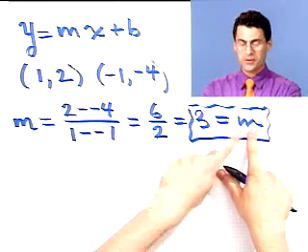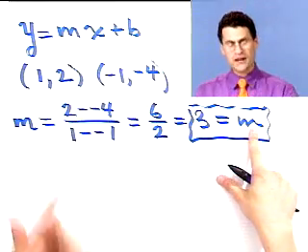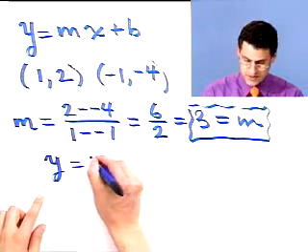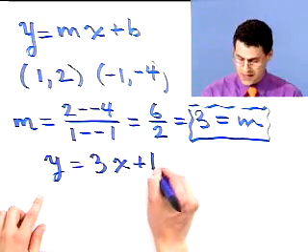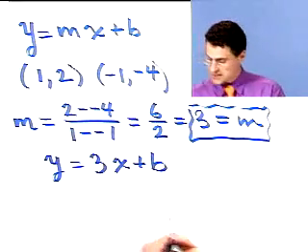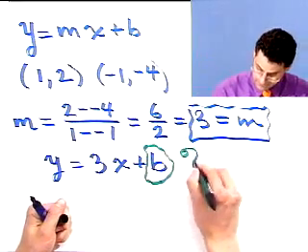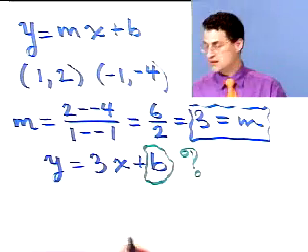I already found the slope. I'm missing this value here. Well, the way to proceed is to actually put in what you have. So I have y equals 3x plus b. And the question is, what's b? That's the question. But what do I know?